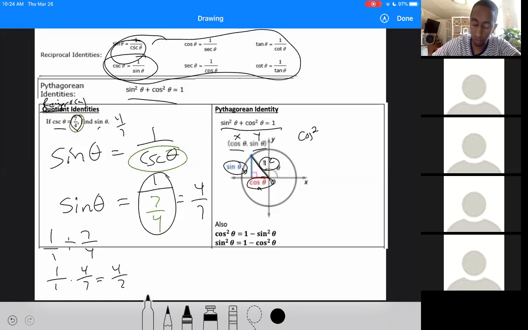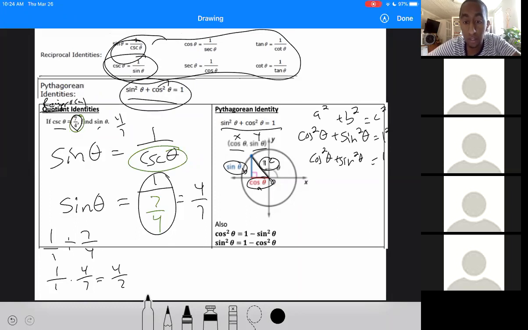Cosine squared of theta plus sine squared of theta, that's like saying a squared plus b squared equals c squared, where c is just 1. So that's just going to be 1 equals cosine squared of theta plus sine squared of theta. That's this Pythagorean identity there, okay? With that, you could write it either way, cosine squared of theta first like I have here, or sine squared of theta first, because it's adding. If you do 3 plus 4 or 4 plus 3, it's the same thing, 7, right?